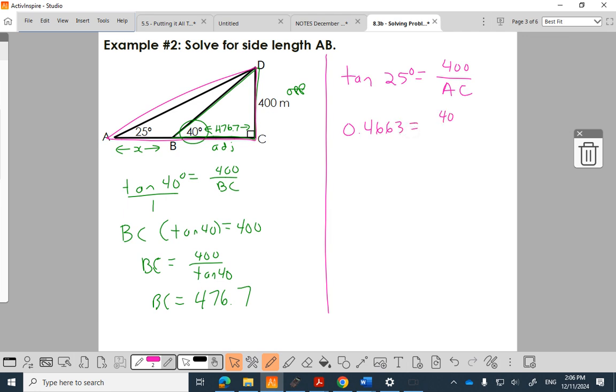But I am going to steal Liam's way. I'm going to say, to bring the AC over, I don't need to cross multiply. I'm bringing AC over here, so it becomes 0.4663 times AC. And so then AC is 400 over 0.4663.